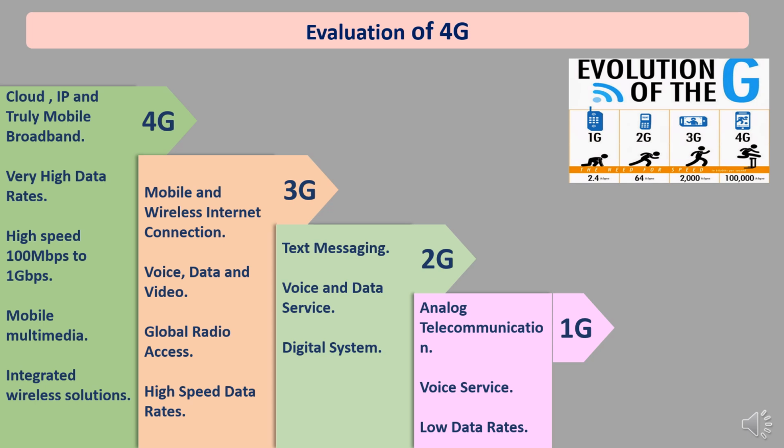3G brought the mobile internet to life. It enabled multimedia services, web browsing, email, and video calling, but with lower data rates compared to today's needs. Then came 4G, offering true mobile broadband, IP-based architecture, and seamless global connectivity. With 4G, the internet became mobile, fast, and accessible, making smartphones an essential part of daily life. It laid the groundwork for everything from social media to cloud computing.